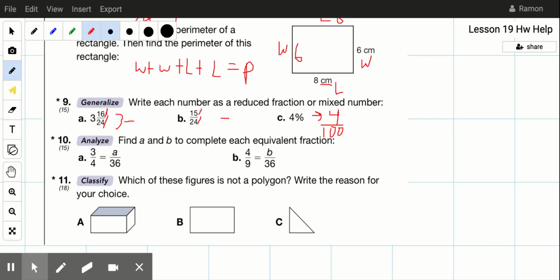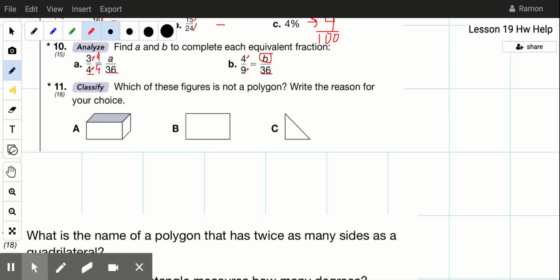10. Find A and B to complete each equivalent fraction. So essentially, how do you get from 4 to 36? Identify the factor, which is multiplying by 9, and then you'll find the value for A. For B, it's going to be something similar, except the factor that you multiply by will be different. Just keep in mind that you multiply the numerator and the denominator by the same factor to get the equivalent fraction.